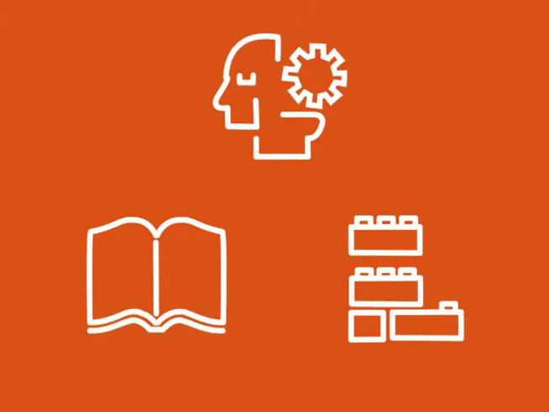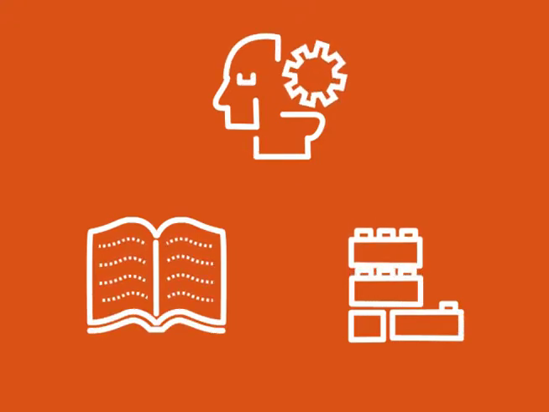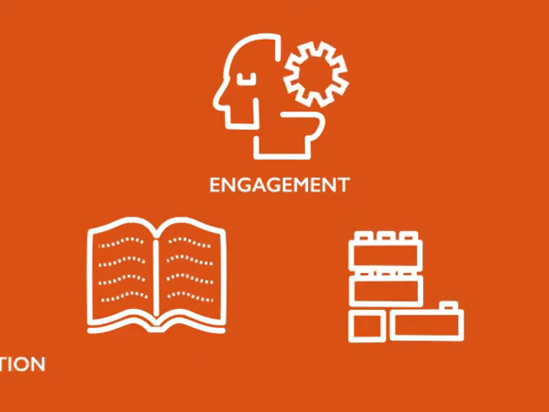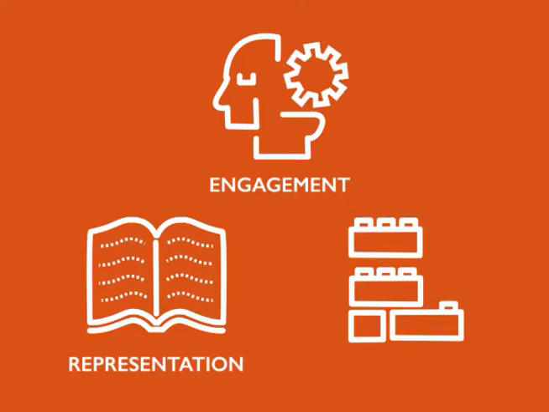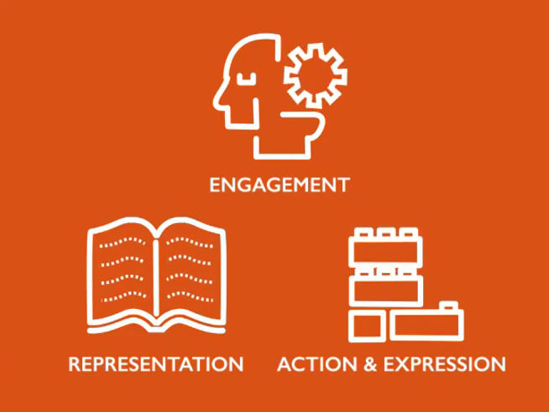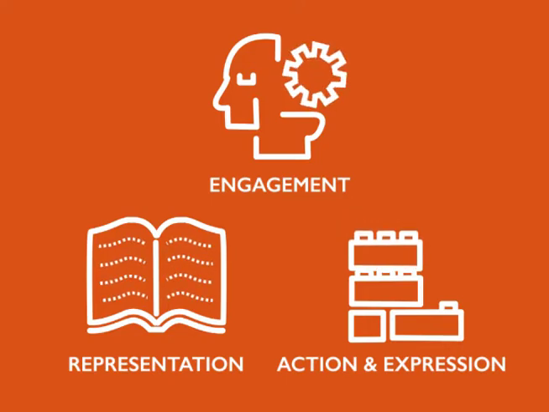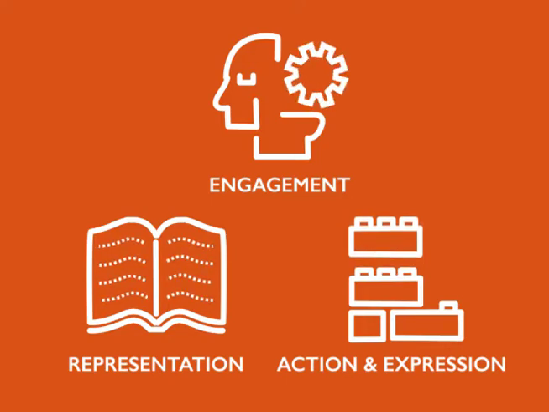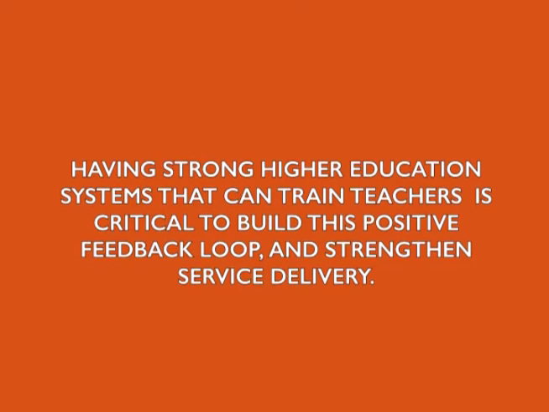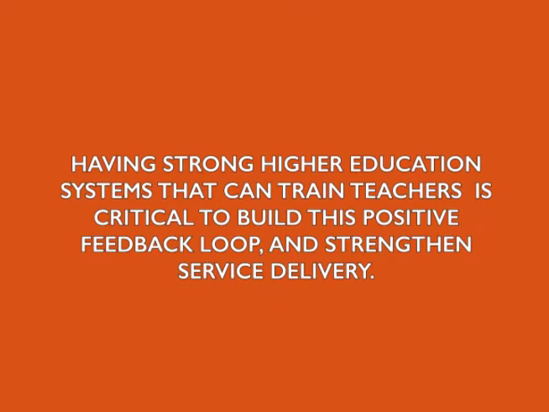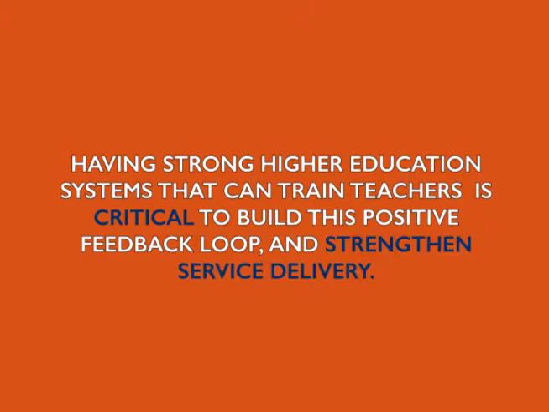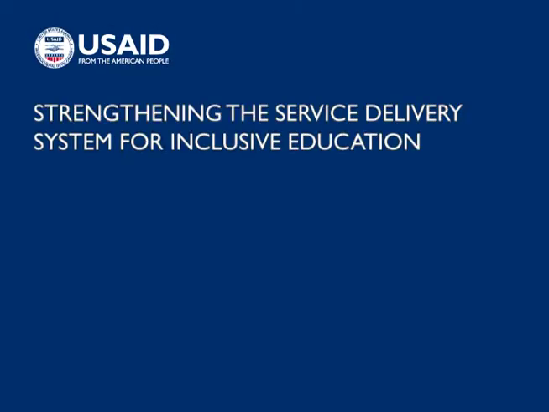When training teachers on universal design for learning, it's important to focus on 3 aspects: how to engage students, how to represent the information, and how students can express themselves and participate in activities. It's important to do this work in order to invest in the larger education system. Having strong higher education systems that can train teachers is critical to build this positive feedback loop and strengthen service delivery.